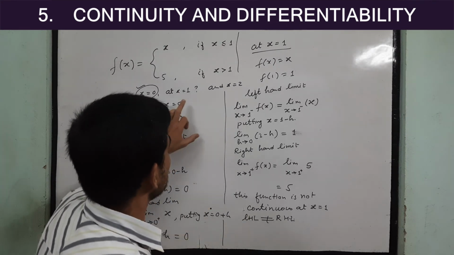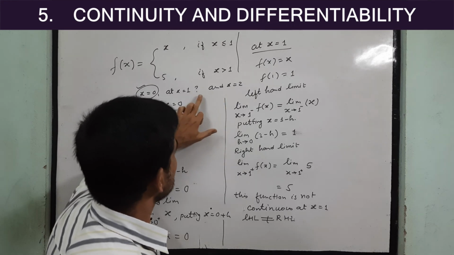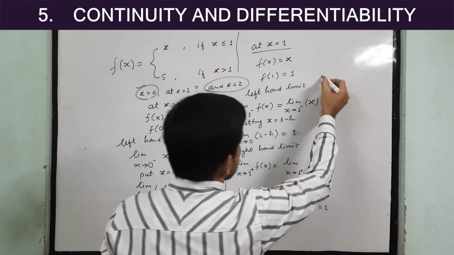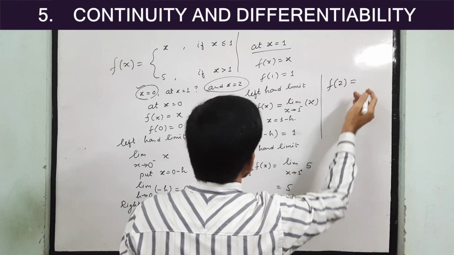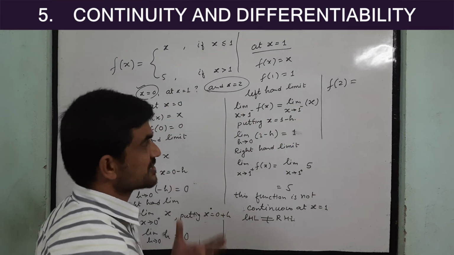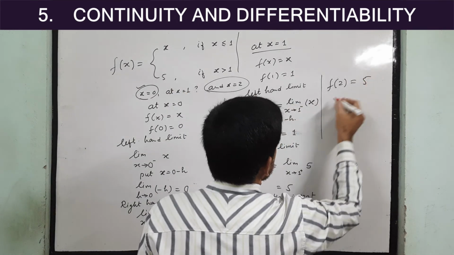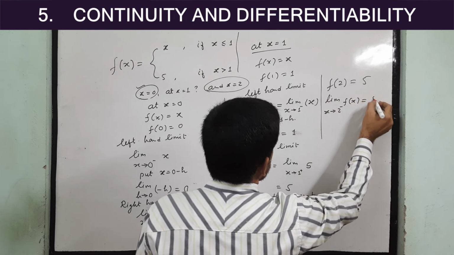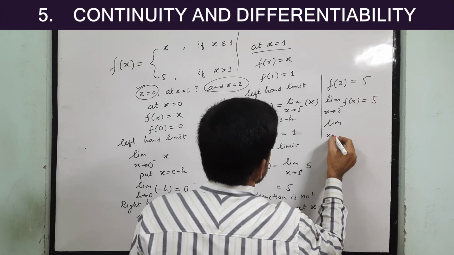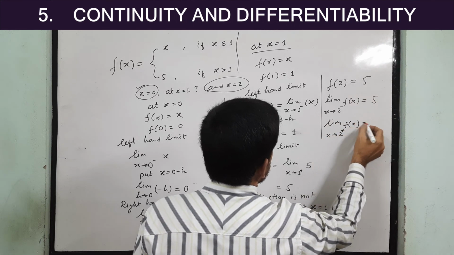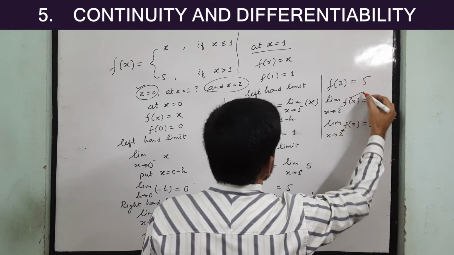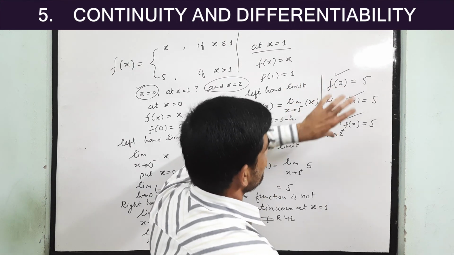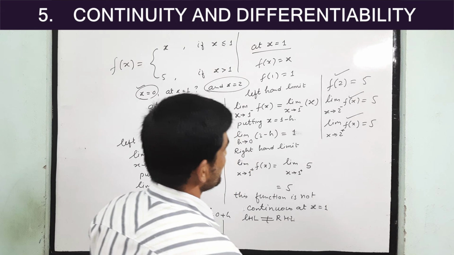So we can say this function is not continuous at x equal to 1. Similarly, you have to find the continuity at x equal to 2. So at x equal to 2, what shall you get? The function is a constant function and the constant value is not changing. So f(2) will be 5, the left hand limit will also be 5, and the limit from greater than 2 will also be 5. So left hand limit, right hand limit and value of the function at 2 are all 5. So you will find the function is continuous at x equal to 2.